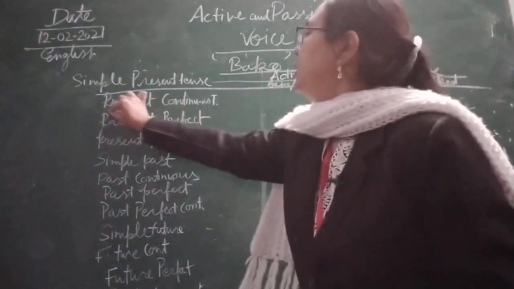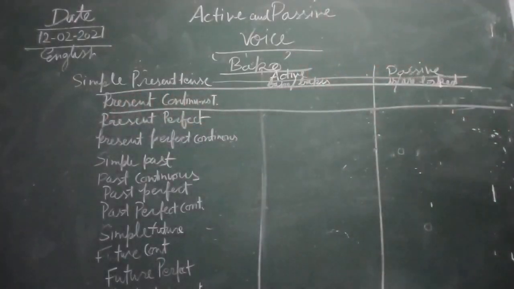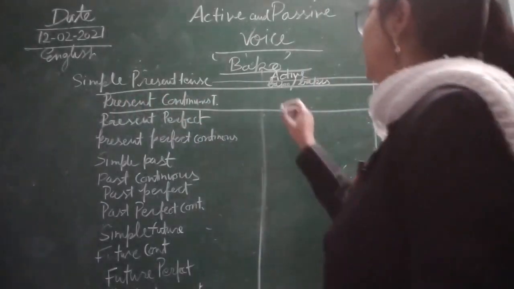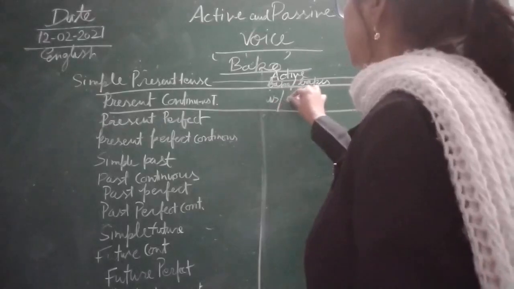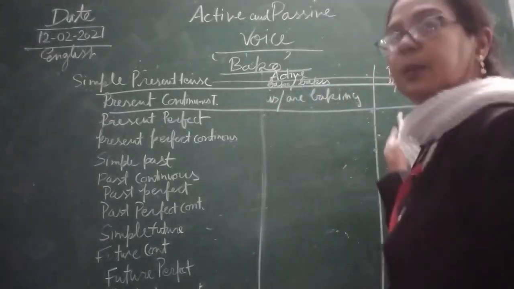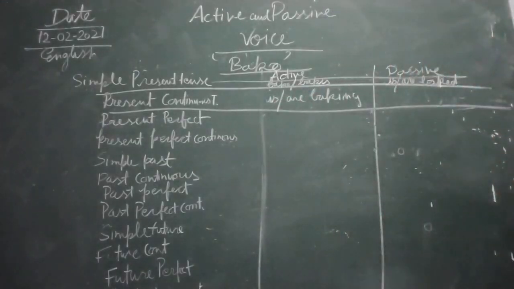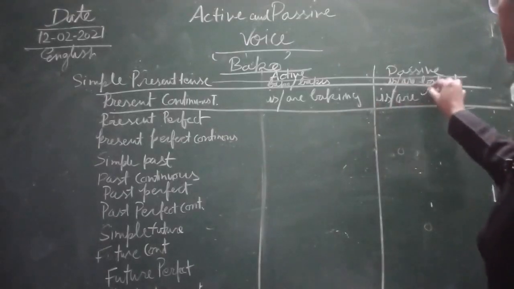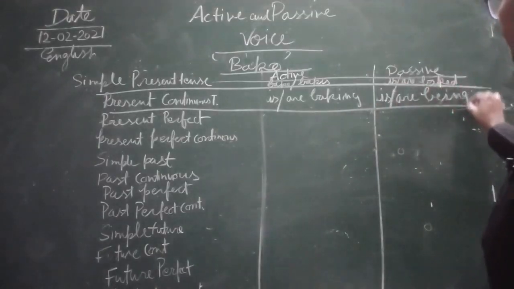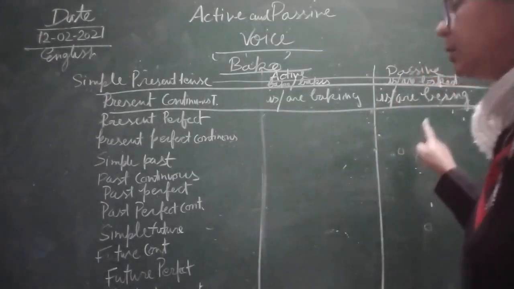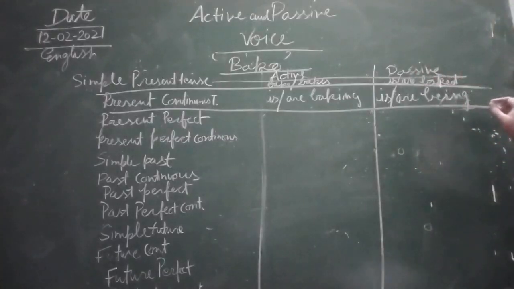Now present continuous tense. Present continuous tense in active voice is baking, is or are baking. Okay. In passive voice, what will we write? Is or are being baked. Being we will use in the continuous tense while making passive voice, children. So being baked.